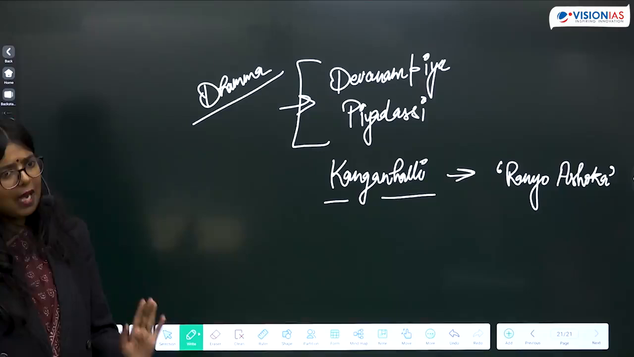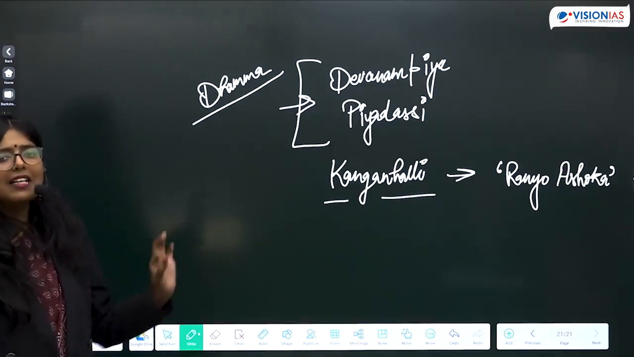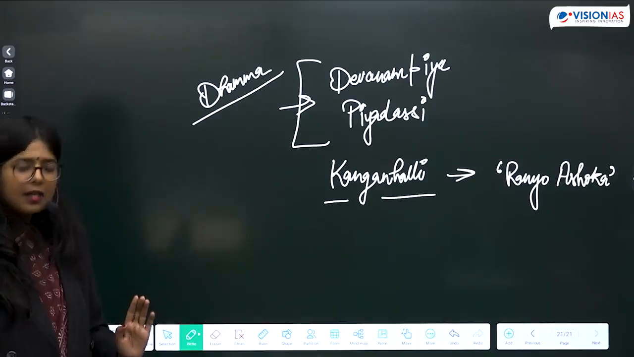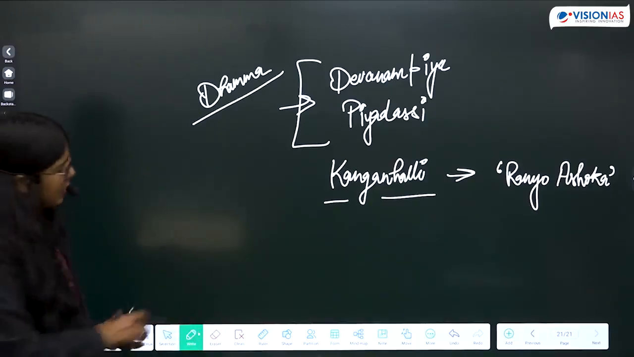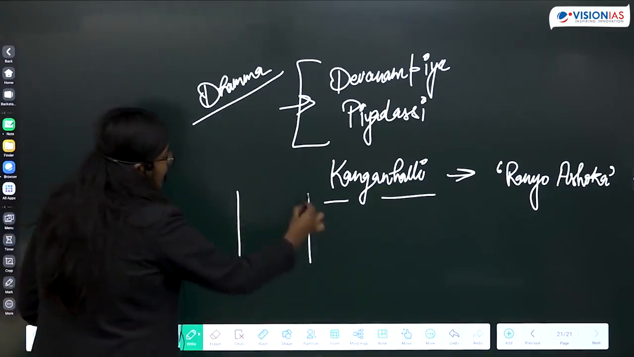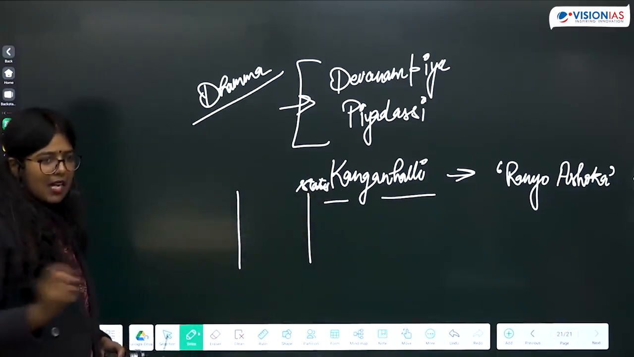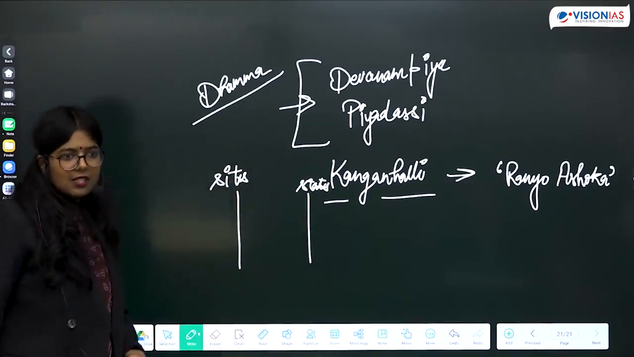Just go through the map once at home. Where are the major rock edicts and pillar edicts located? That is one thing that you have to remember, because in examinations those questions are being asked. They'll give you certain names and they'll give you the states, and they'll ask you whether it is matched correctly or not. So sites and states.